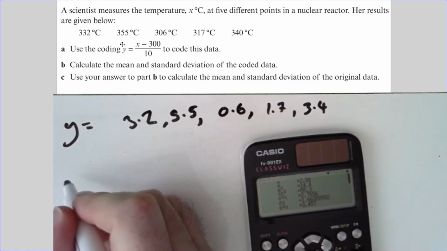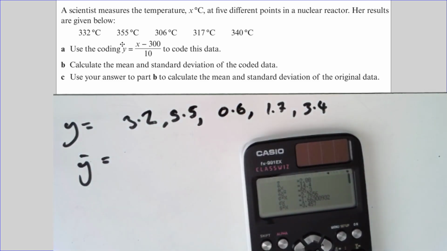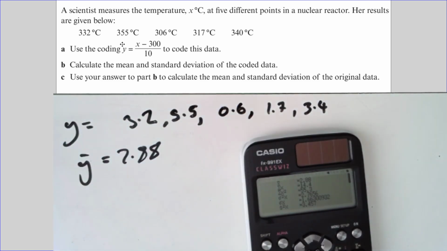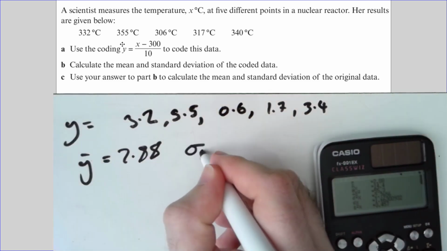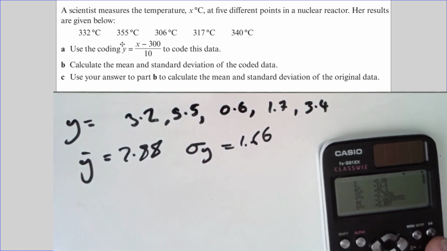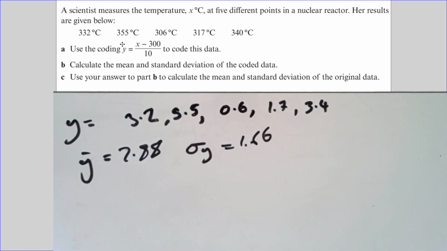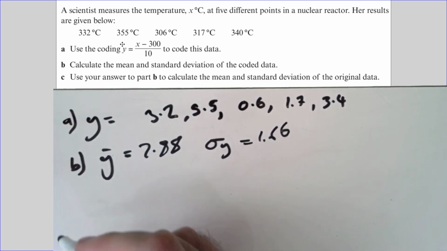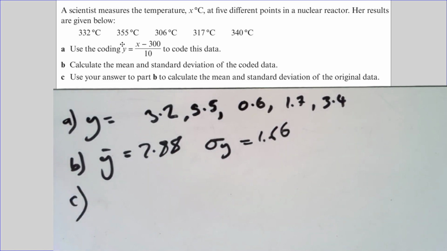Y bar is, so the mean of these is 2.88, and our standard deviation sigma is 1.66. So sigma Y is 1.66. What we need to do now for part C, so this is A, this is B, for part C we need to use this coding to work out the original data information.